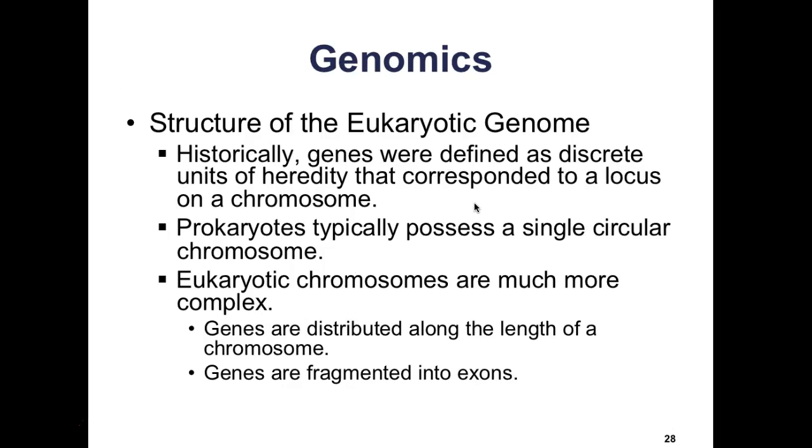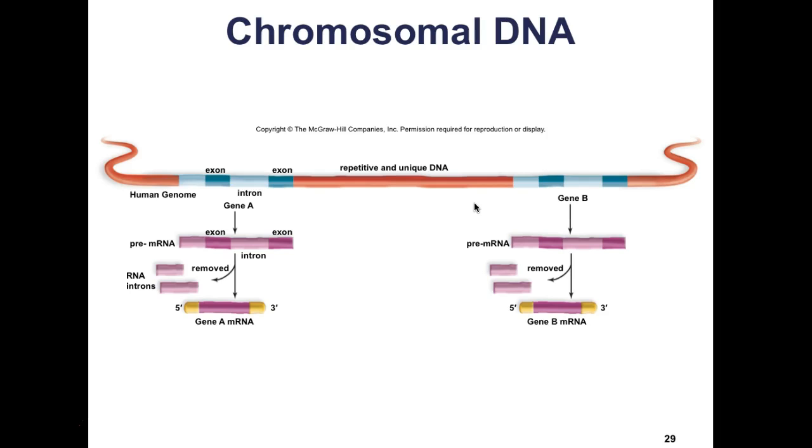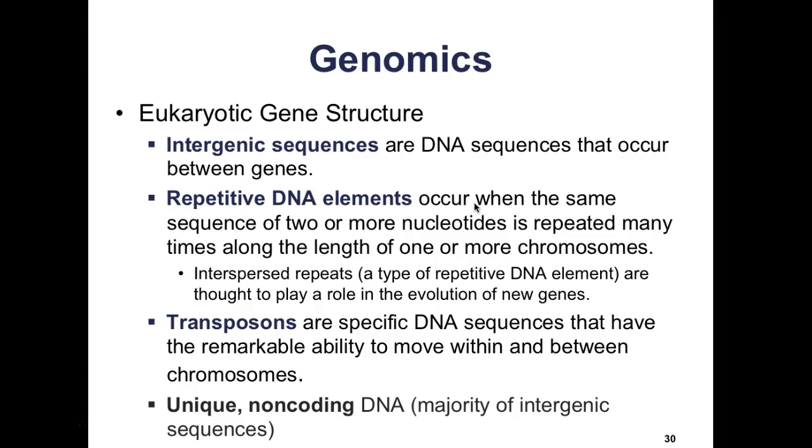The structure of eukaryotic genomes. Historically, genes are identified as discrete units of heredity that correspond to a locus on a chromosome. Prokaryotes typically possess a single circular chromosome. The eukaryotic chromosomes are much more complex. The genes are distributed along the length of a chromosome, and the genes are fragmented into exons. So here you could see the chromosomal DNA. There you could see gene A with the exons and the introns, pre-messenger RNA, so that pre-mRNA transcript, when they're removed. The RNA introns are removed, and what you get is that particular messenger RNA. So you could see gene A and gene B with its poly A tail and its 5' cap. So the eukaryotic gene structure.